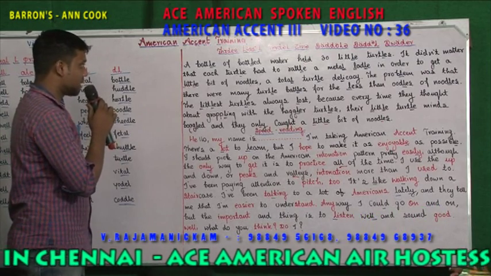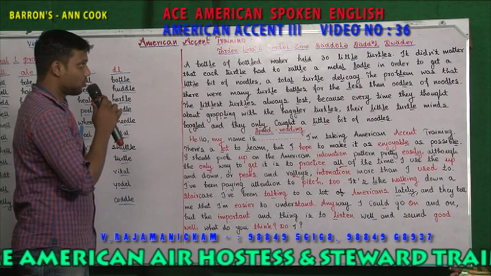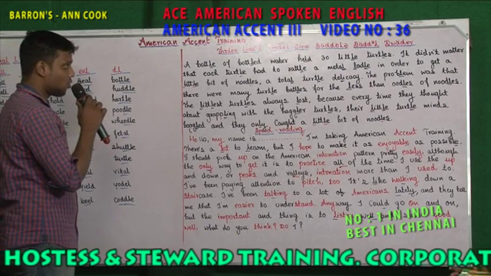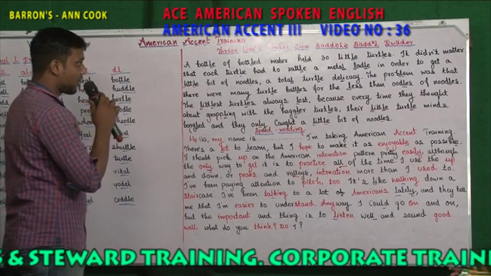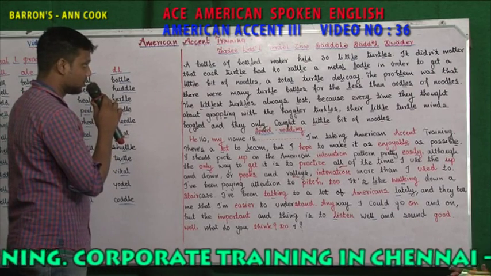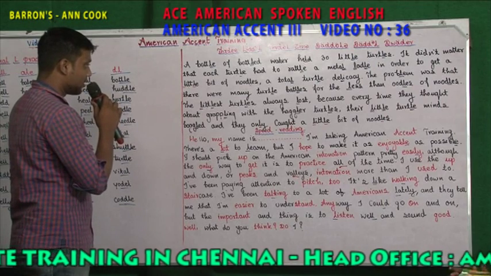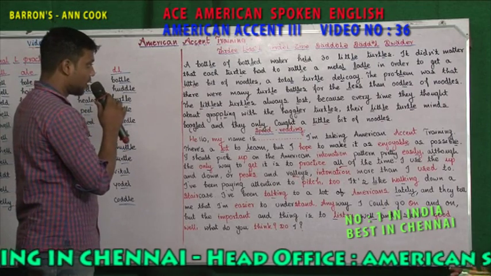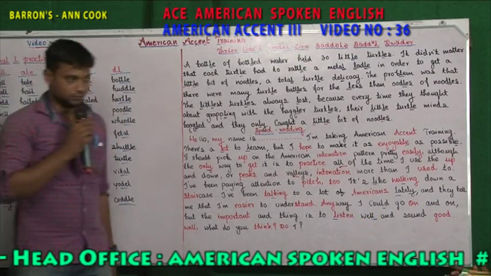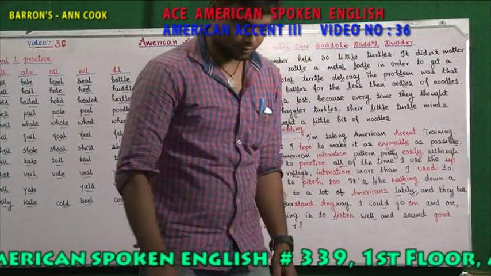The problem was that there were many turtle battles for the less than oodle of noodles. The littlest turtles always lost, because every time they thought about grappling with the haggler turtles, their little turtle minds boggled, and they only got a little bit of noodles. Yes, sir, you can comment about American accent speed reading.